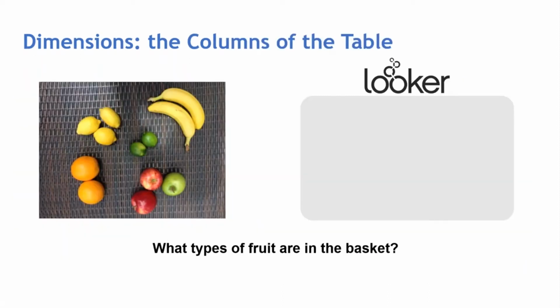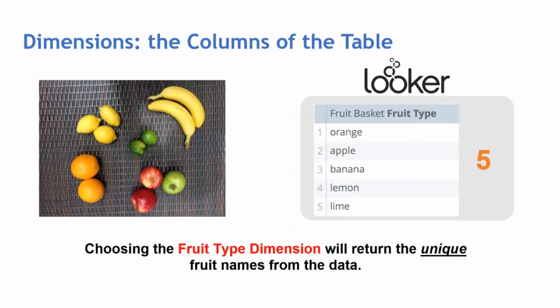And if you want to see what the dimensions, the columns of the table, are: what if I want to know what types of fruits are in the basket? I will pull out a dimension called fruit type. Whenever I pull the fruit type dimension from the fruit basket view, it will return the unique names of the fruits from the table. This is very important to remember: it will give you the unique values of the column, not all the values from the column.